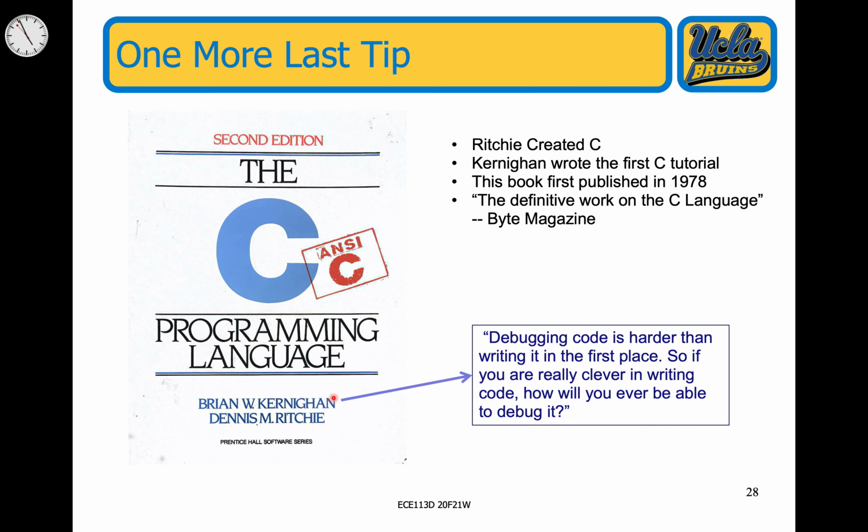But I love this quote by Kernighan saying, debugging code is harder than writing it in the first place. So if you're really clever in writing code, how will you ever be able to debug it? And that's a plea from Kernighan saying, keep it simple. Keep the code simple and direct and obvious to anybody. Because 1 week or 3 weeks or 6 weeks or a month, 6 months later, you'll be looking at that code and saying, what was I thinking when I did this? So anyway, that's when you look at the clever code and you can't figure out what the heck happened. All right.